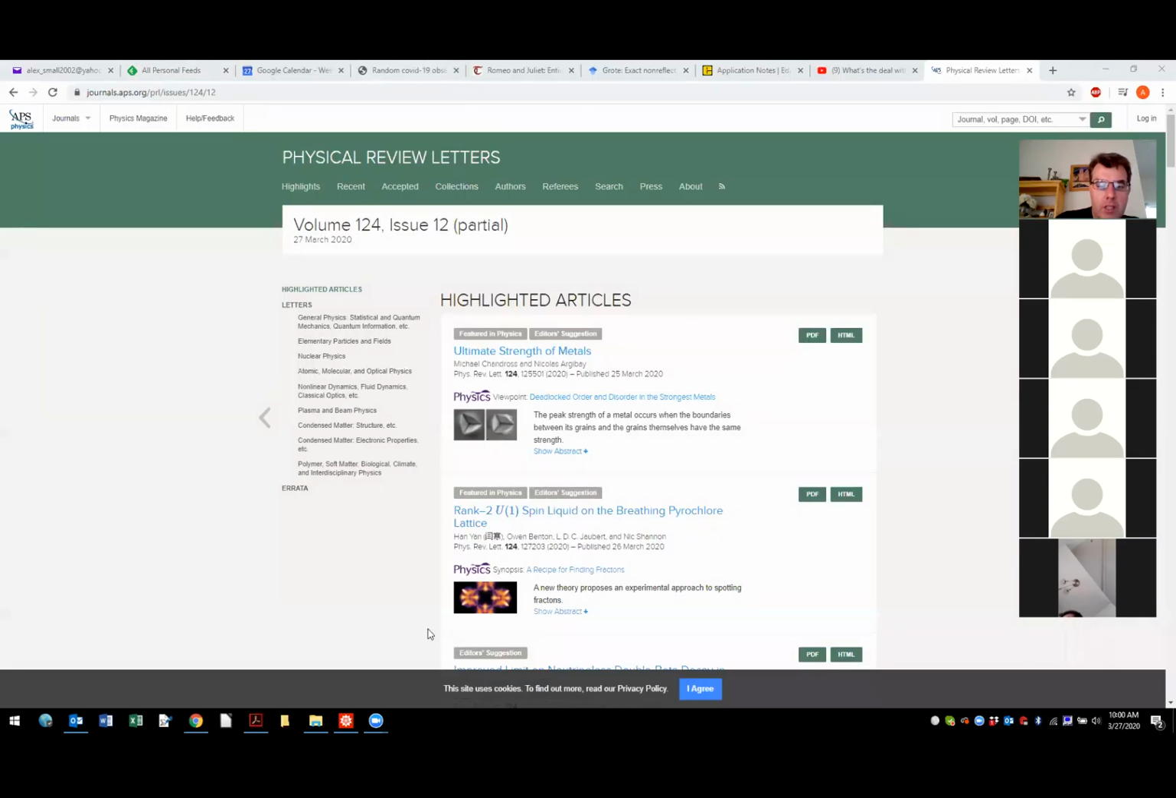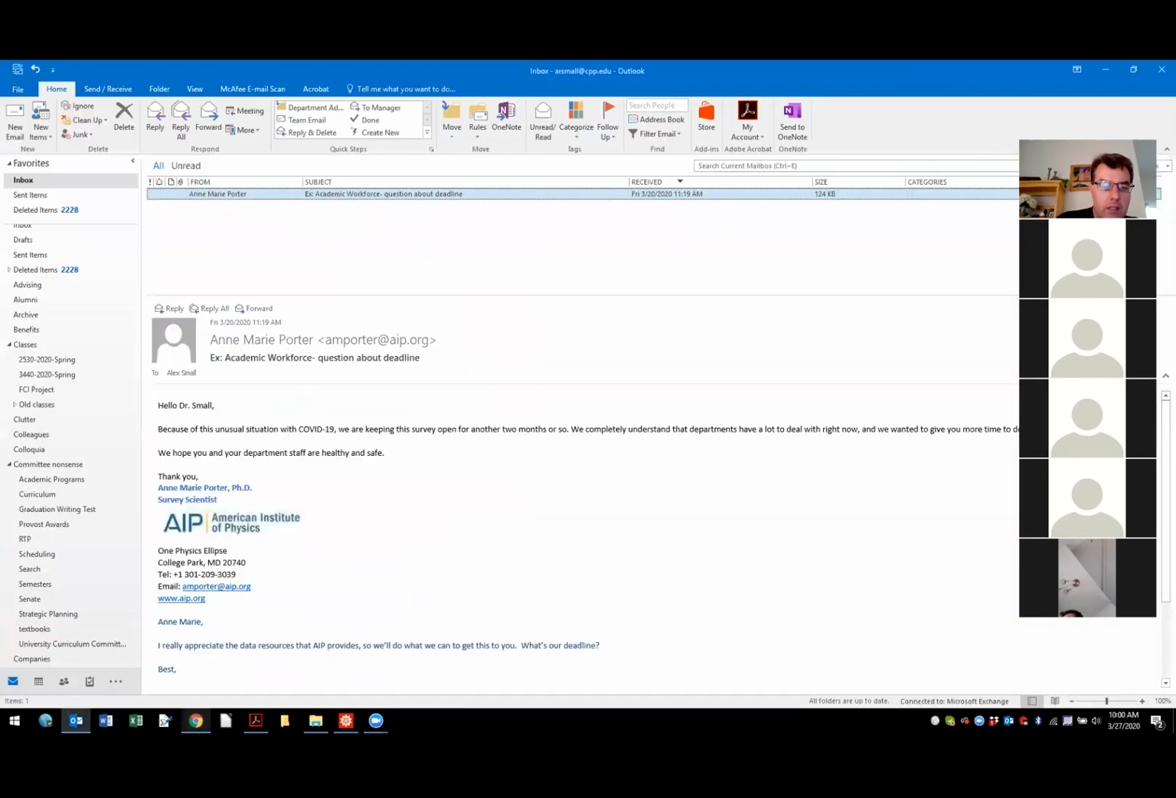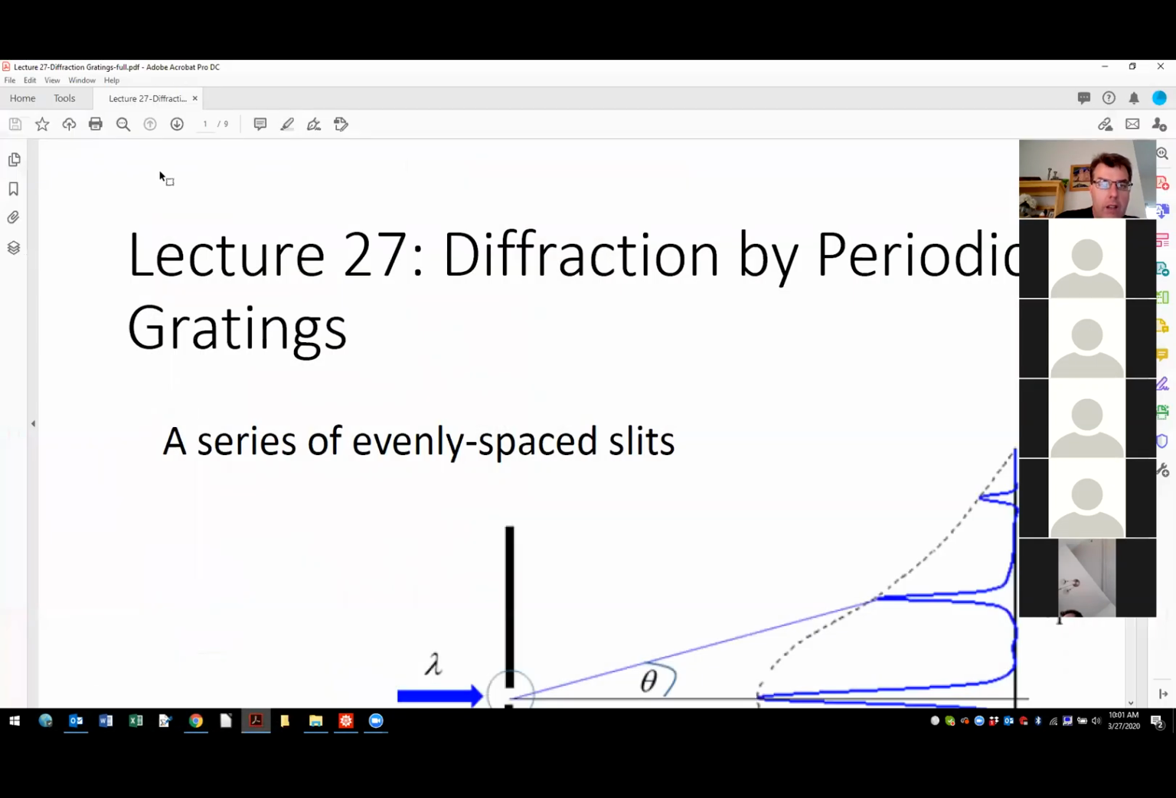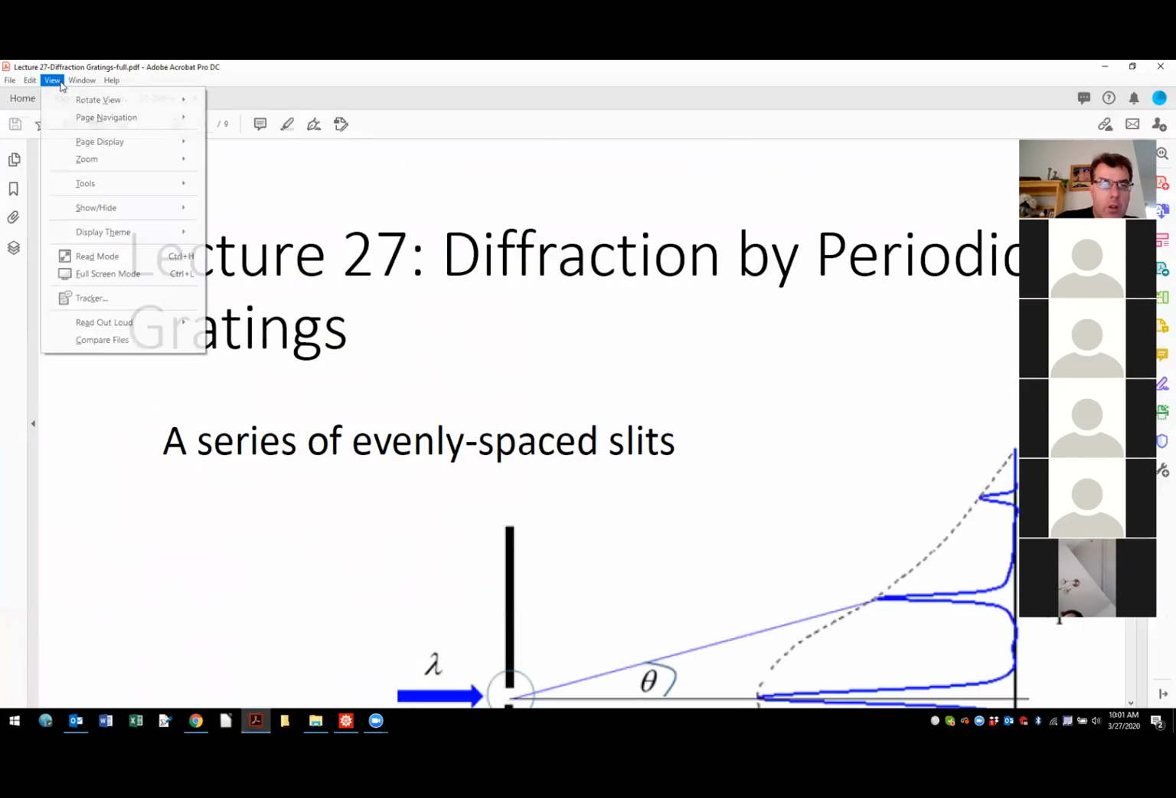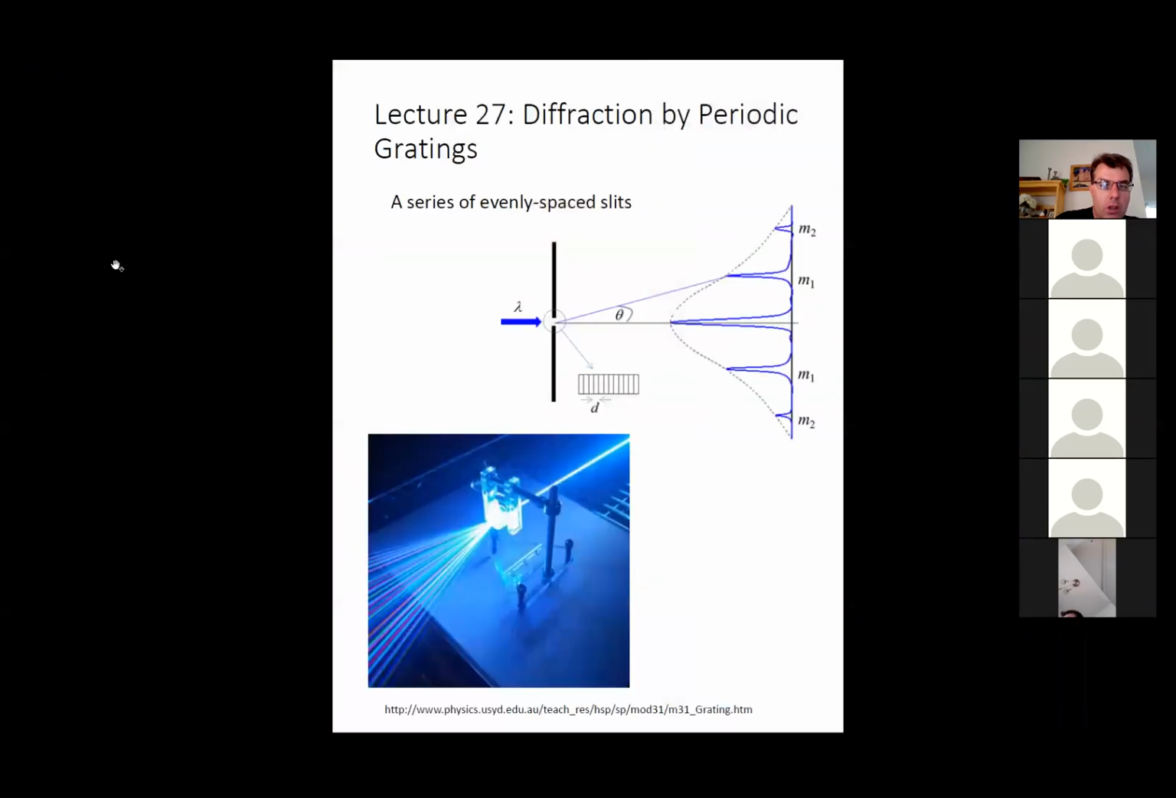Okay, let's close that. All right. So today we are going to talk about diffraction gratings. Now, we've been talking about diffraction by one slit, by two slits. We did a little bit on three slits and whatnot. A diffraction grating is a very, very large number of slits.